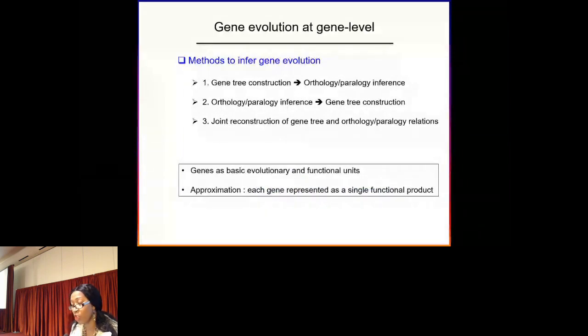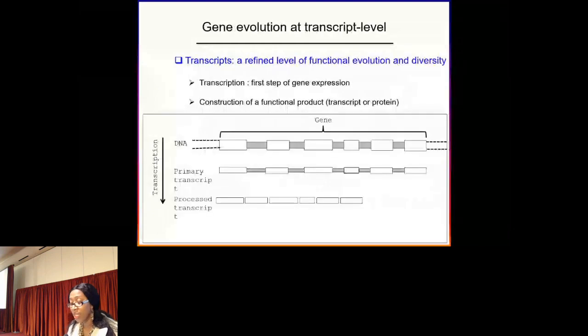So, about these methods to infer gene evolution at gene level, something important to notice is that genes actually are considered as basic evolutionary and functional units. And also, most of these methods use this approximation that each gene is represented as a single product, such as a transcript or protein. But actually, if we're interested in the function of genes, we know that eukaryotic genes are able to produce more than one transcript, more than one protein. And so it's interesting to look at the evolution of genes at transcript level in order to be able to account for the diversity of transcripts, proteins and functions of the gene. So I will try now to convince you of the interest of reconstructing gene evolution at transcript level.